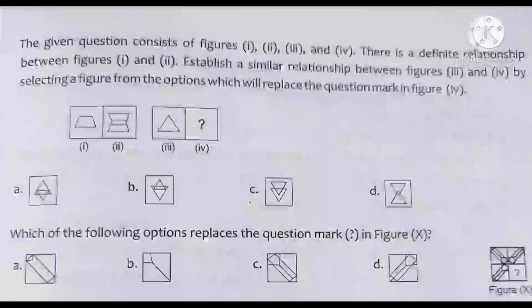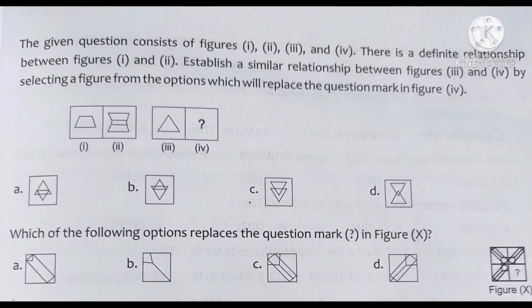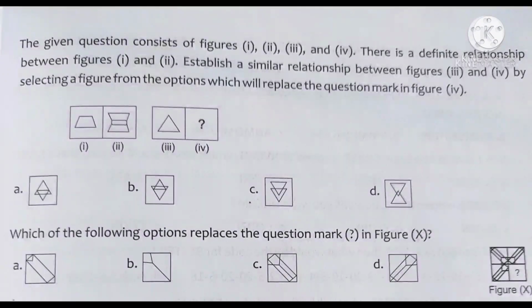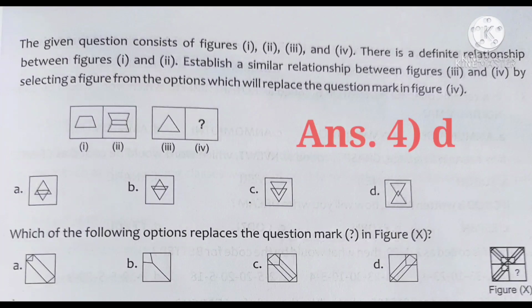So now students, we will see figures 1, 2, 3, 4, and as we can see there is a relationship between figures 1 and 2, and we have to establish the same relationship between figures 3 and 4 by selecting an option from the given options. So after seeing it carefully, we'll come to know that figure D will replace the question mark in figure 4.